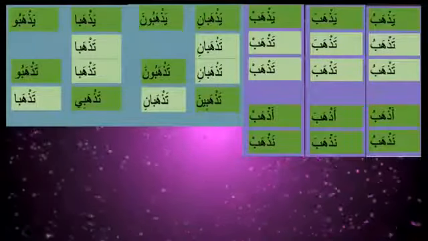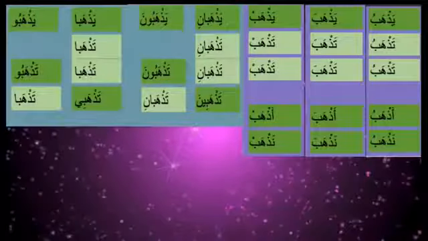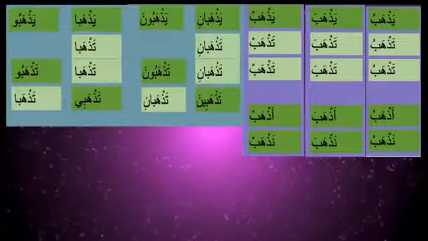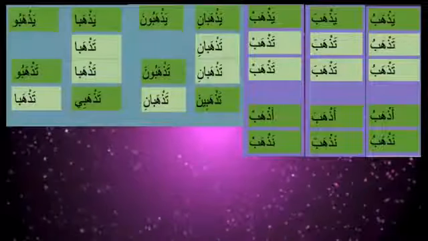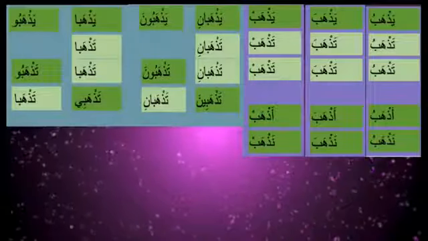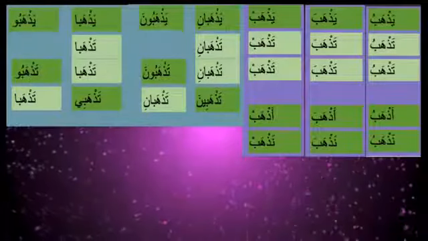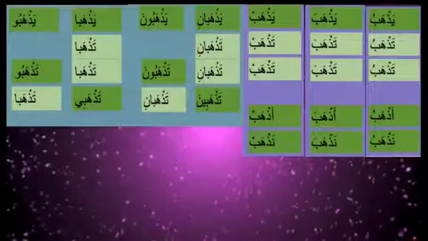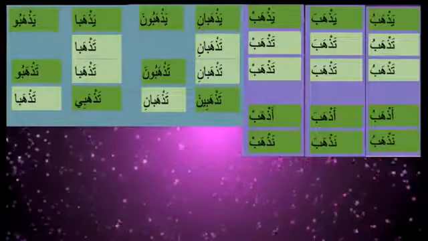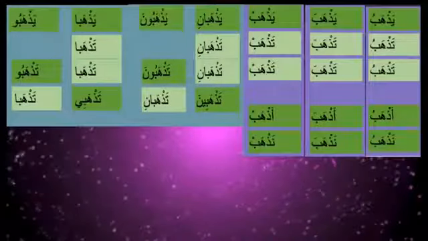We take the noon away, and then we know something has happened to the fi'l, and the fi'l is in the condition of either mansoob or majzoom. For example, yadhhabani will become yadhhaba, yadhhabuna will become yadhhabu, tadhhabani will be tadhhaba, and so on and so forth. Tadhhabina will be tadhhabi, and tadhhabuna will be tadhhabu. This is how it is.